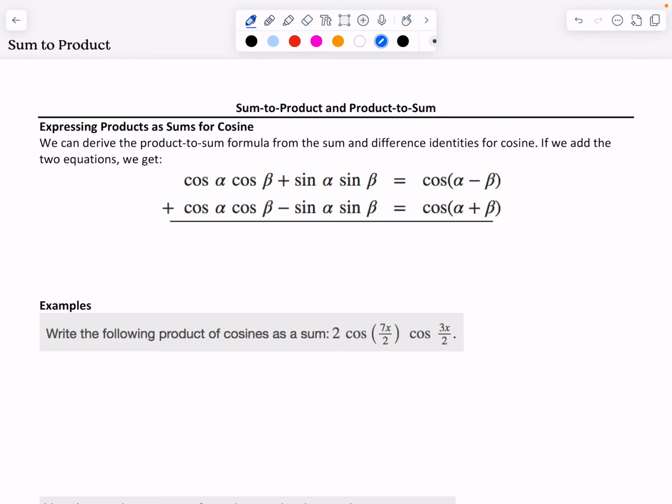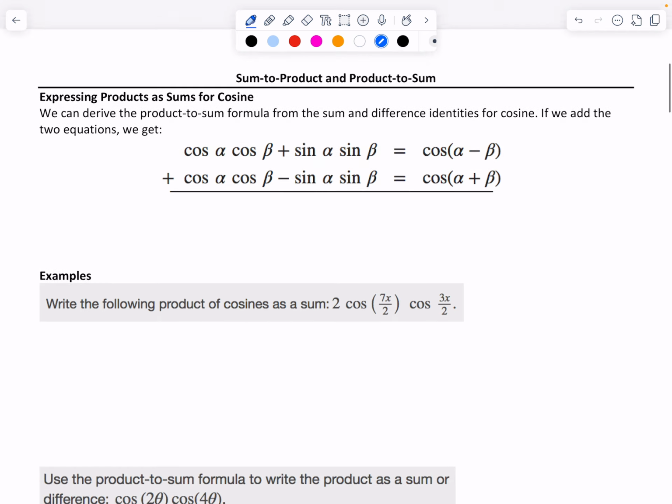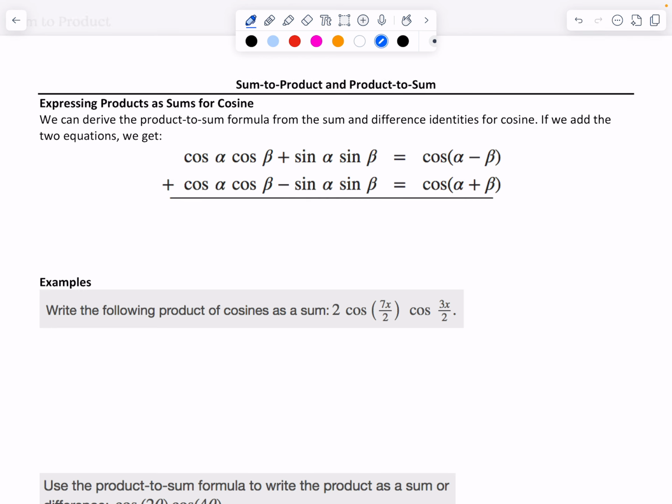In this video, we're going to derive a couple formulas to go from sum to product, and then some examples with that. So these are a couple formulas from last time, the double angle formulas where we add and subtract them. If you notice, these are the two formulas that we came up with for cosine in the last section. If I take those two and I add them, we actually get a new formula. So notice these two here are the same.